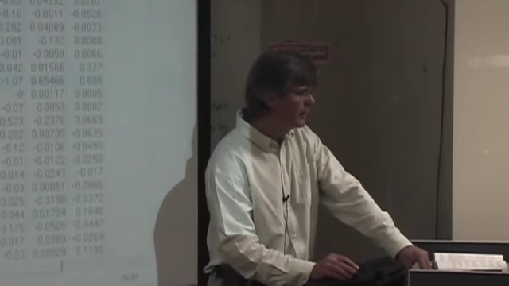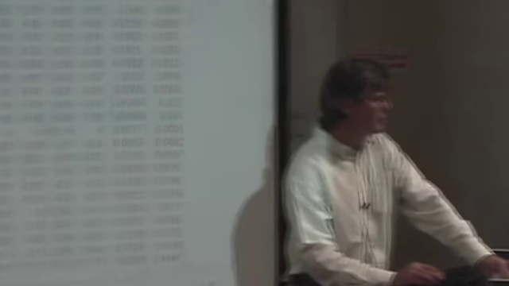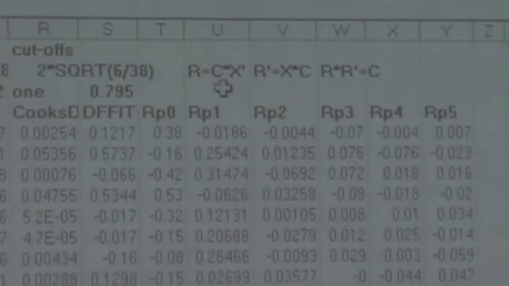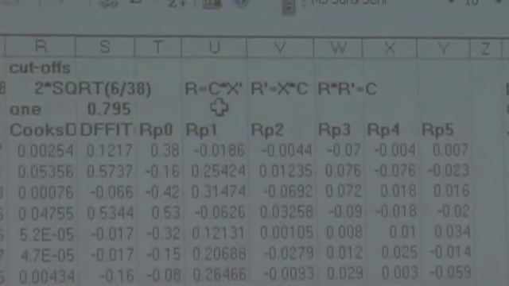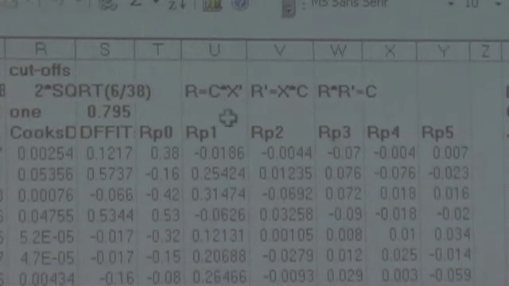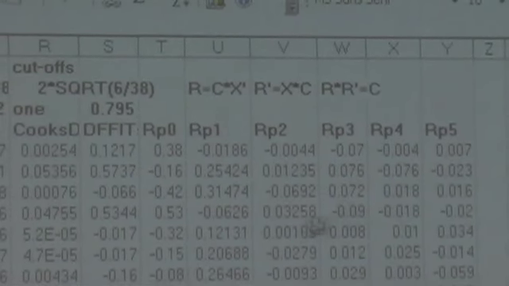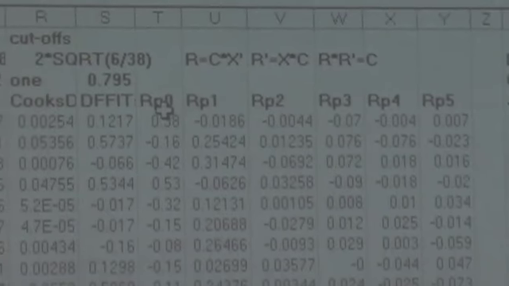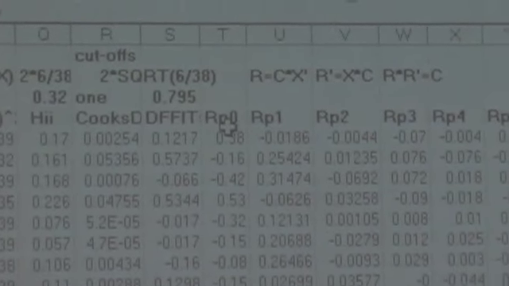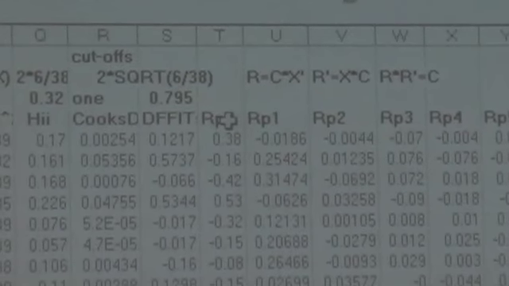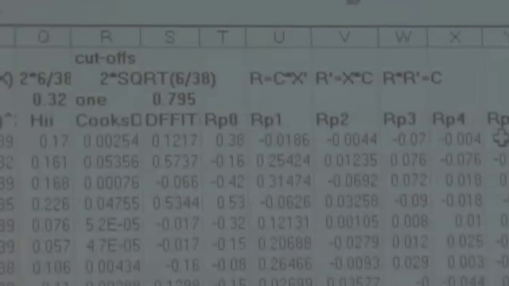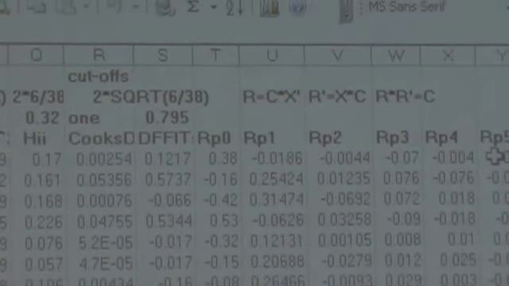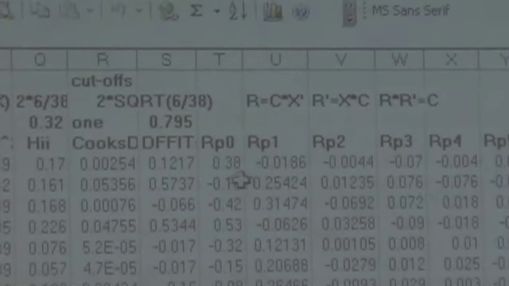There's a matrix R, which is given as C, the X prime X inverse times X prime. So C is a P by P matrix. This is a P by N matrix, so it has P rows and N columns. But if we put it on its side, then R prime has P columns. These are the P columns of that matrix. 6 columns of that matrix.